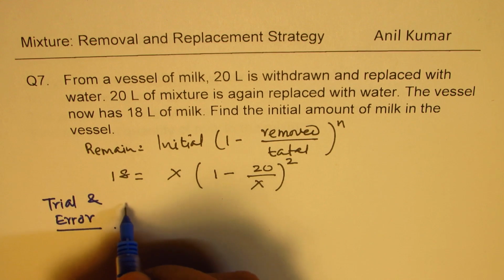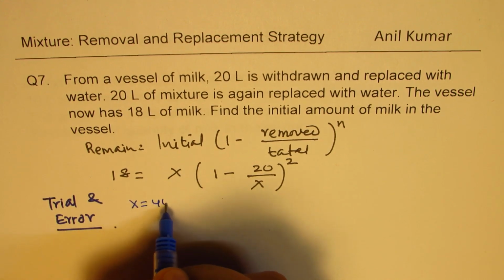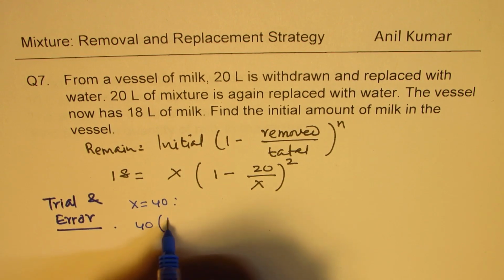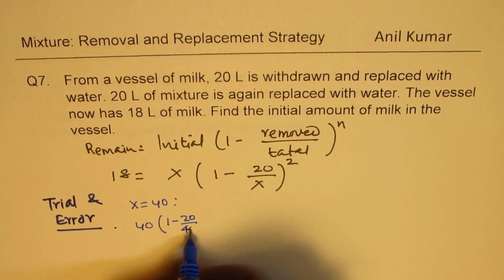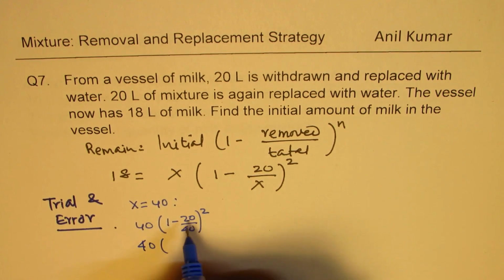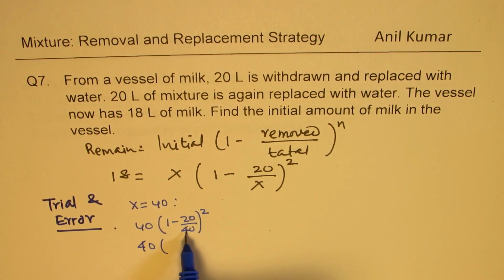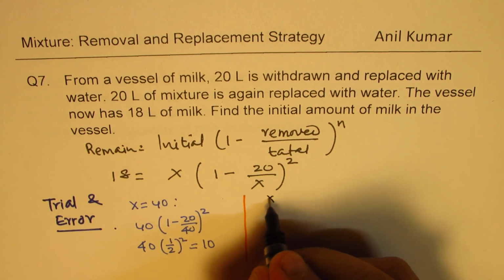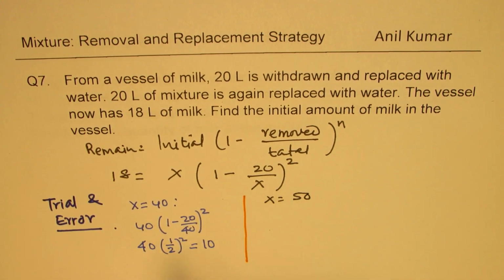So let us say x equals 40, for example, right? In that case, what do we get? We get 40 times (1 minus 20 over 40) whole square, right? So that gives you 40 times, this is like 1 over 2, right? So 1 minus half is 1 over 2, squared, and that gives you 10, not 18, correct? So that is not correct.